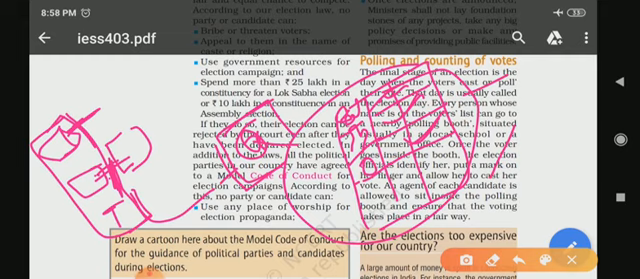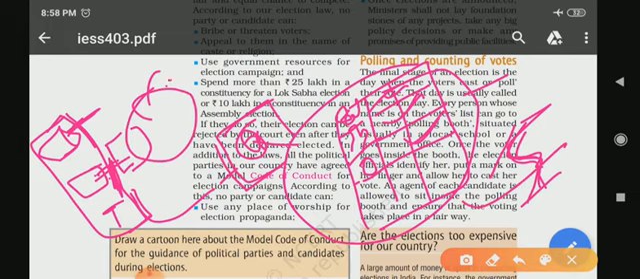The results are declared after counting, from morning till evening, around 4-5 pm. The candidate securing the highest number of votes from a constituency is declared as the winner. In the same constituency, whoever has the most votes is declared the winner. The results are a big event covered by media, television, radio, newspaper. When all the results are declared, it becomes clear who will form the next government.